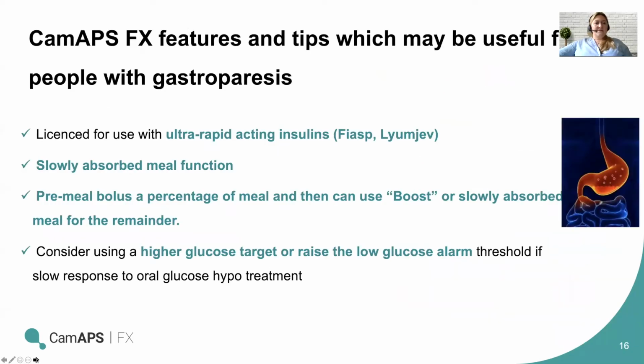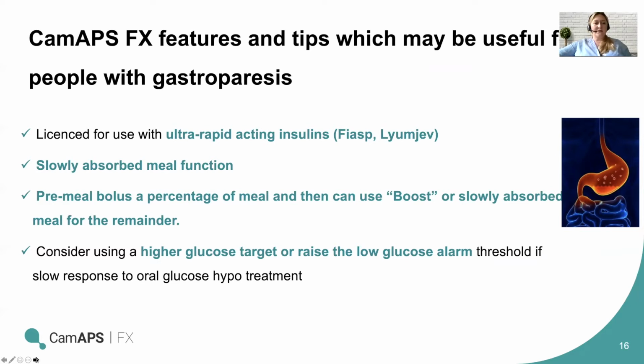So in terms of the particular features the CamAPS FX system has that are useful for gastroparesis, it's licensed for use with ultra rapid acting insulins, so for Fiasp and Lyumjev. That means that, ideally, in this situation you want insulins that are quicker on, quicker off, and it can be used with those.